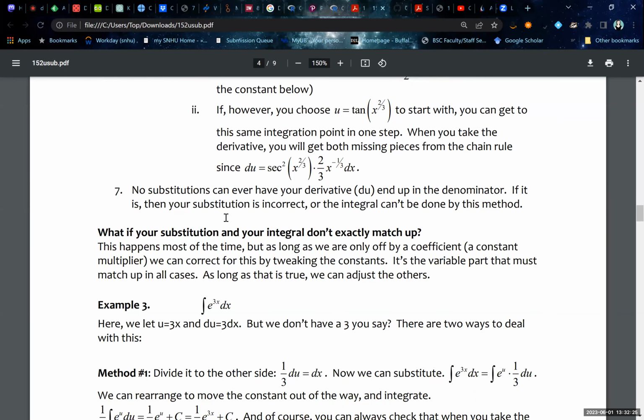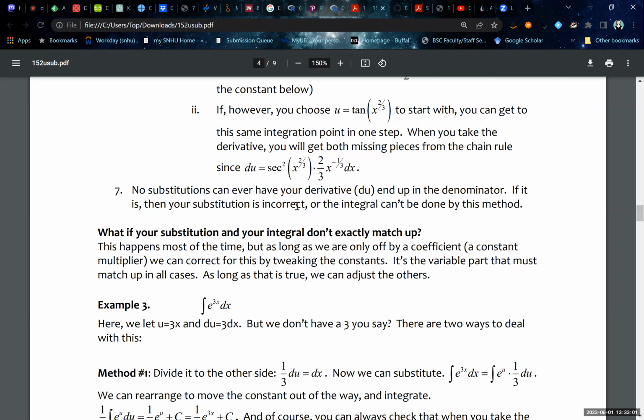Now, another important thing to keep in mind is that your derivative can never end up in the denominator. So if you're trying to make a substitution and you're trying to locate the chain rule portion of your derivative and you're trying to put it in the denominator, you can't integrate like that. So that is a hard no-no. It simply isn't going to work. No chain rules work that way. They all have to be in the numerator. They all have to multiply.